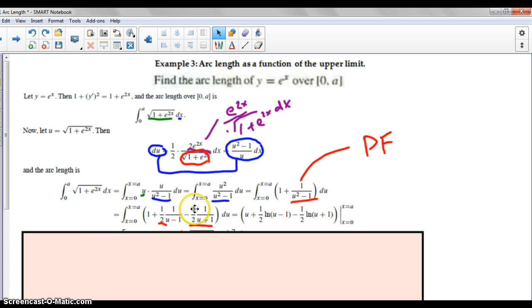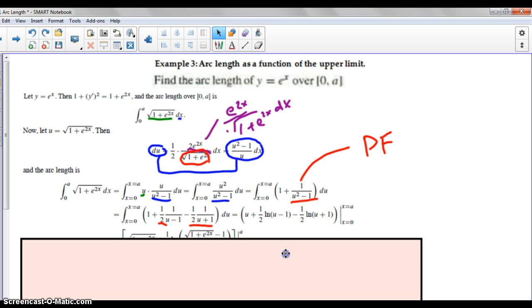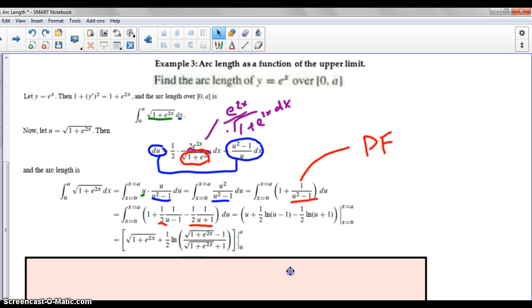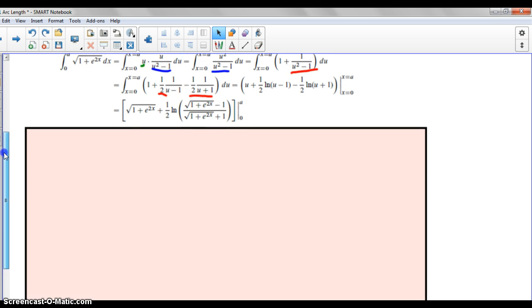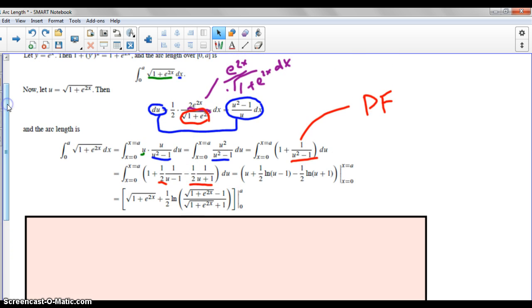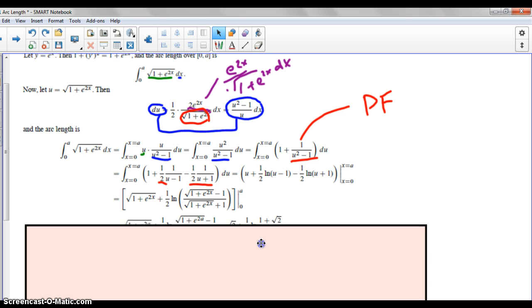Now we can find the integral. Each term integrated with respect to u. I have a u, half ln u minus 1, and another half ln u plus 1 with the minus sign in between. And from here, all we want to do is evaluate our answer. Plug in your a, but first plug u in. We didn't plug our u's back in. We want to substitute that back out.